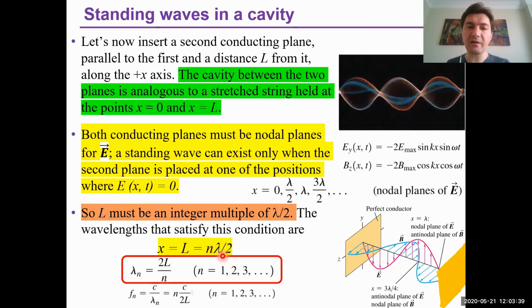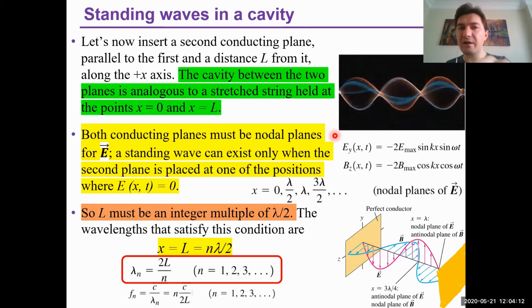So if you take lambda from that expression, lambda is given by 2L over n. n is an integer number: 1, 2, 3, 4, it goes. And you can also write the frequency. Frequency can be written as c over lambda. Then instead of lambda, just put that equation, and then we have that expression for the frequency.